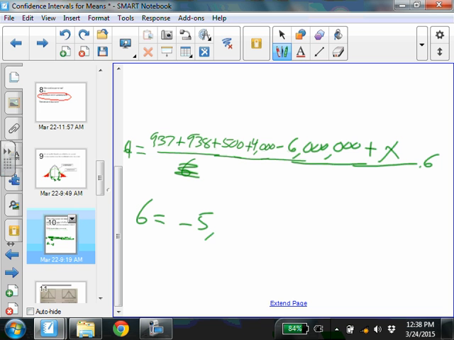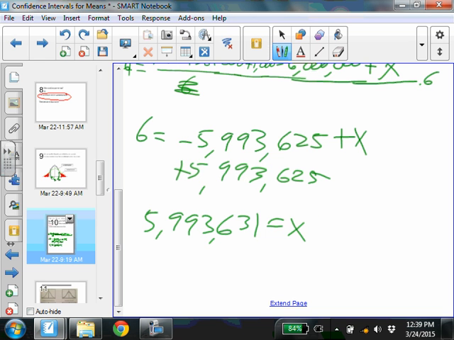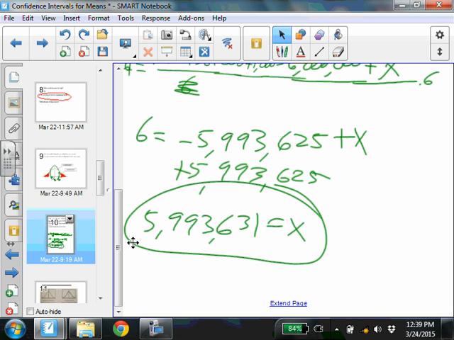Negative 5 million, 993,625, plus x. So I'm going to add 5,993,625 to both sides. So that plus 6 makes 5,993,631. That'll make it happen, right?